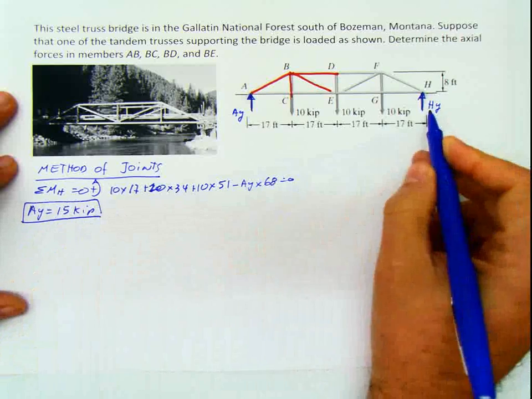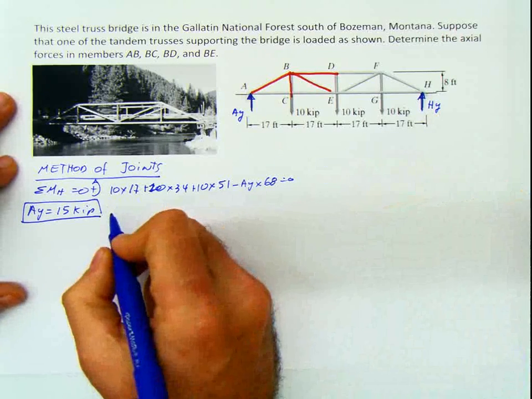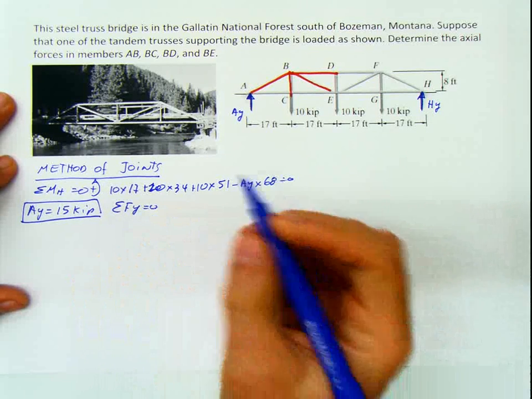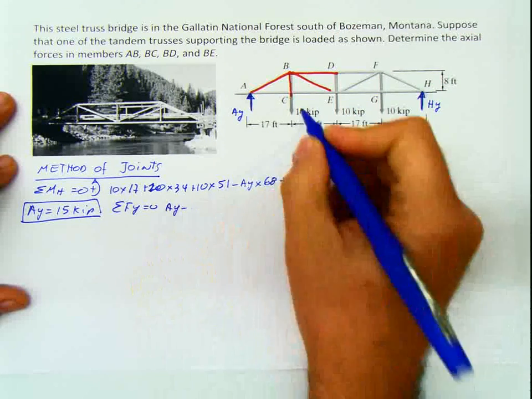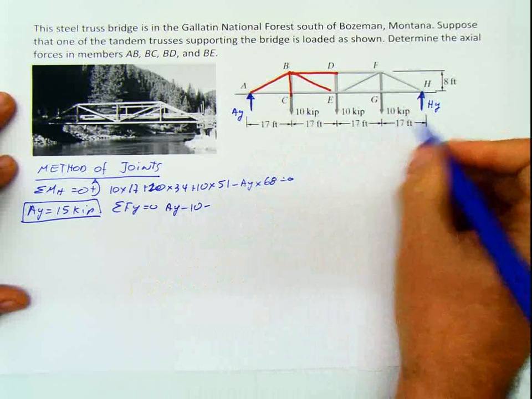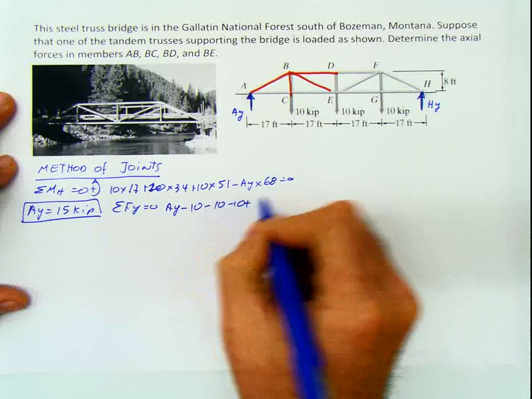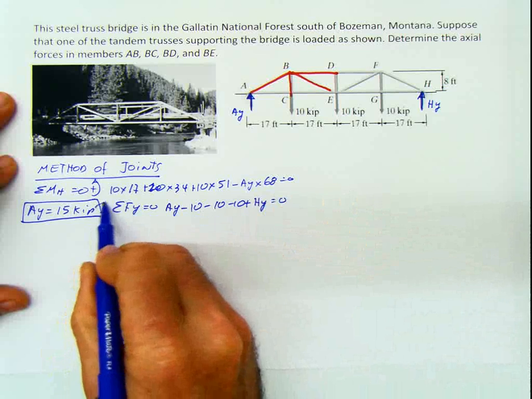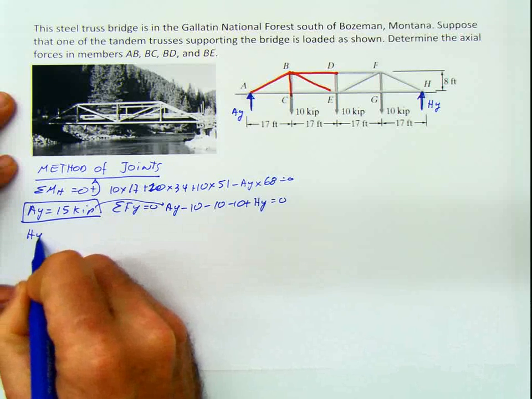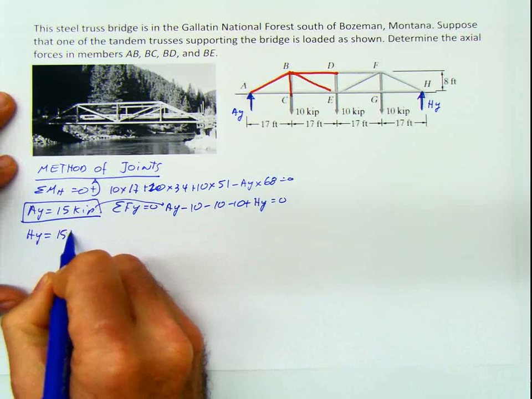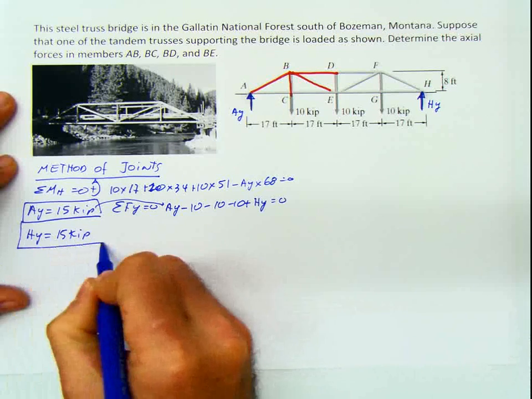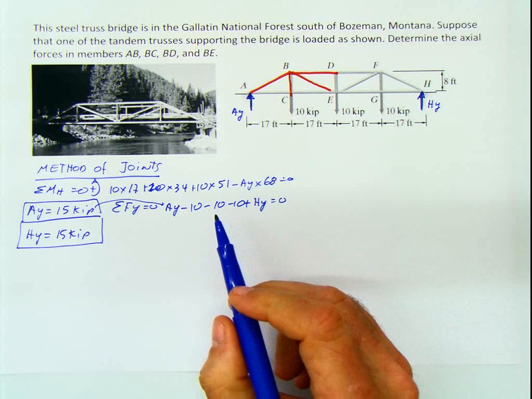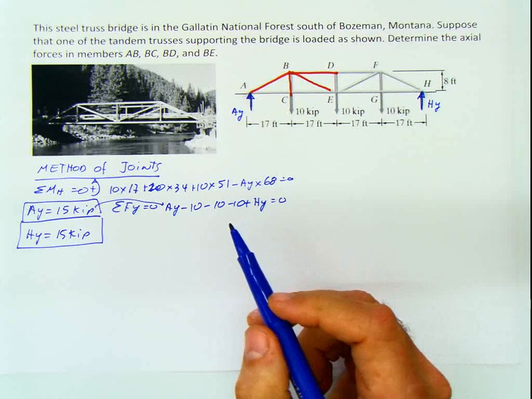If I wanted to calculate HY, which is not the case here, I can do summation of forces in Y equals 0, and then I have that AY minus 10 minus 10 minus 10 plus HY equals 0. AY, I know it, and that will give me HY equal 15 kip.